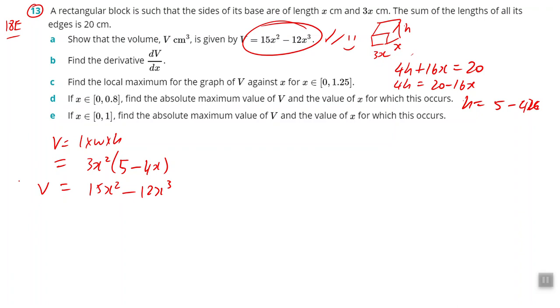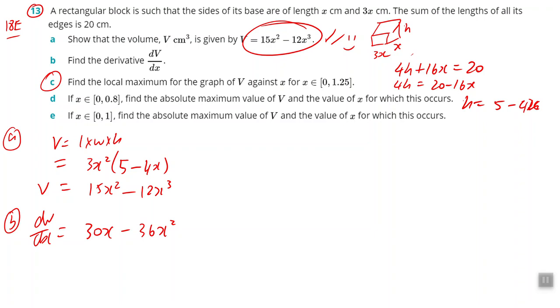That's part A. Part B, find the derivative. dV/dx is given by 30x minus 36x squared. So no dramas there. Then find the local maximum for the graph between 0 and 1.25.